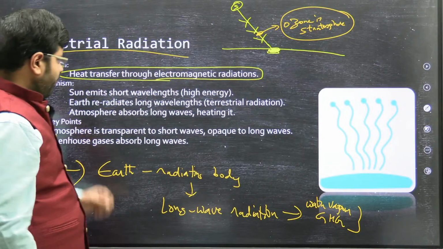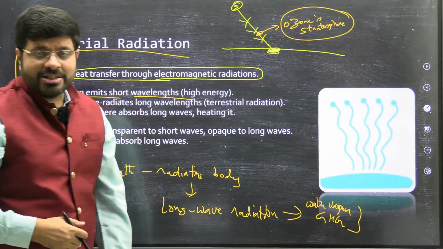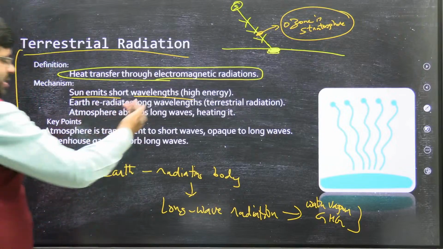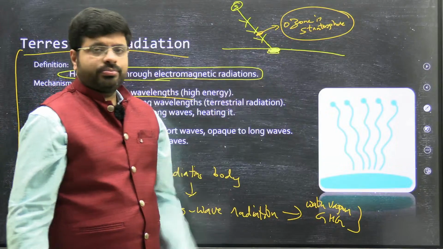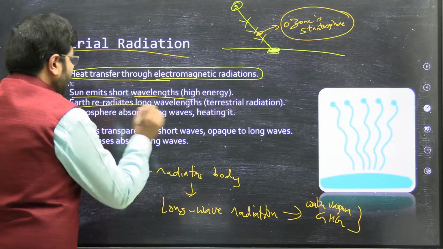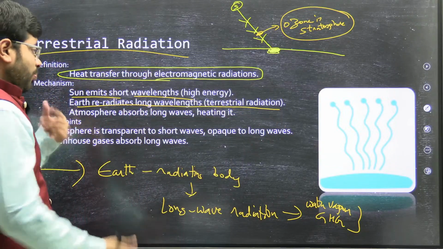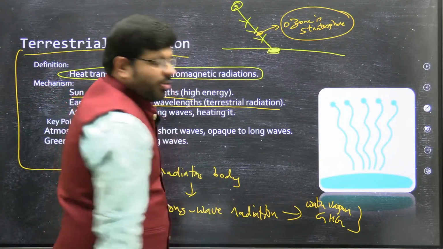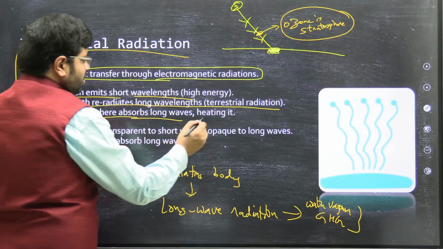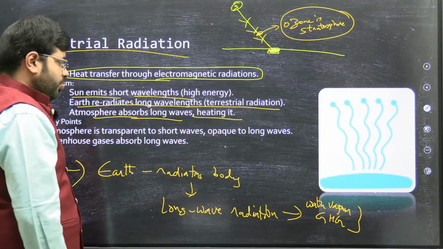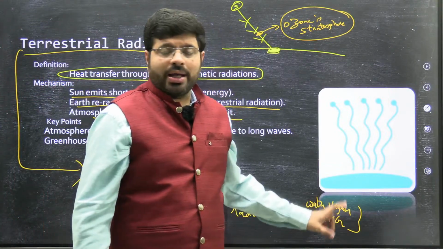So you see, the sun emits short wavelengths, that is high energy. The Earth receives such energy from the sun. The Earth acts as a re-radiating body. The long wavelength, that is what we call terrestrial radiation. The atmosphere, which comprises water vapor, greenhouse gases and all, absorbs such long wavelengths and thereby heats up.